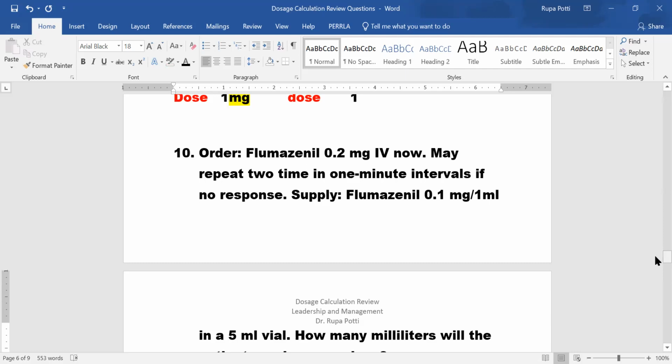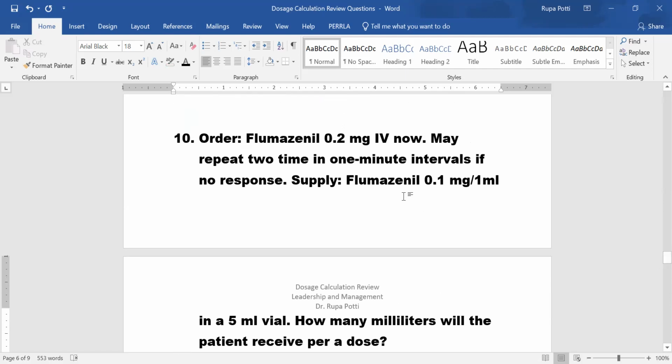So when you're looking at problems like this, what is it that you have available? Available is pretty much flumazenil 0.1 milligram per ml. This is what is available for you, right? Does it really matter if this concentration is in a 5 ml or a 10 ml or a 15 ml vial? It really doesn't matter, right? So basically, the quantity really doesn't matter for you. What you need is your concentration. So available is obviously 0.1 milligram per ml. So that is what you're going to write here.